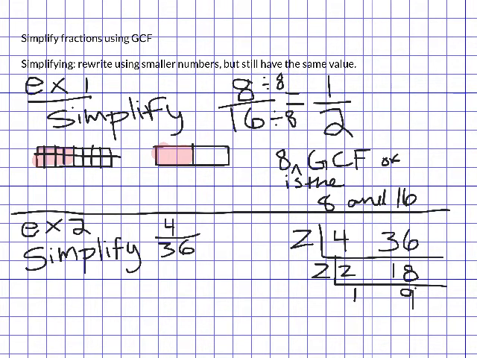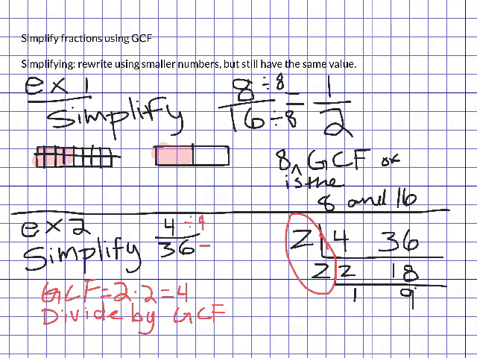All right, so now I wanted to find the GCF. So that means just the numbers on the side. So the GCF is 2 times 2, which gives me 4. So I now am going to divide by the GCF. So I'm going to do 4 divided by 4 and 36 divided by 4. And 4 divided by 4 gives me 1, and 36 divided by 4 gives me 9.